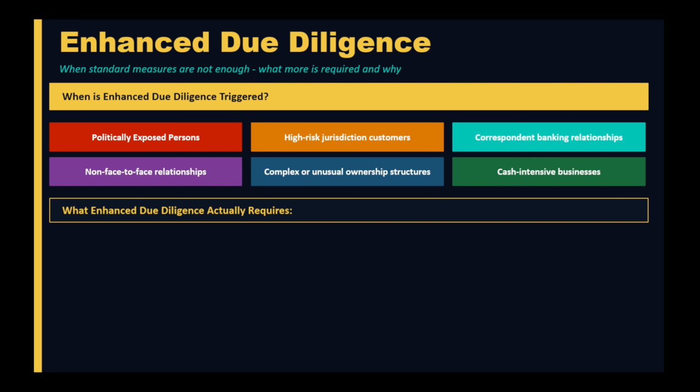So, what does enhanced due diligence actually require from us? First thing is additional information. A more detailed customer profile covering occupation or business activities, the nature and purpose of the relationship, and the expected transaction patterns. This must go beyond the standard information collected at the time of onboarding.